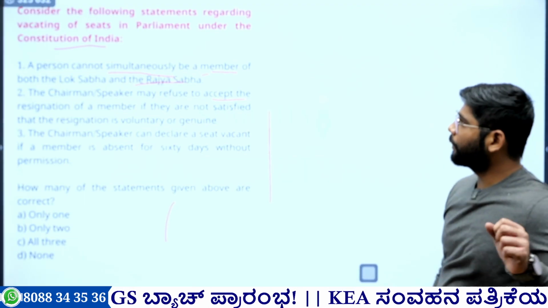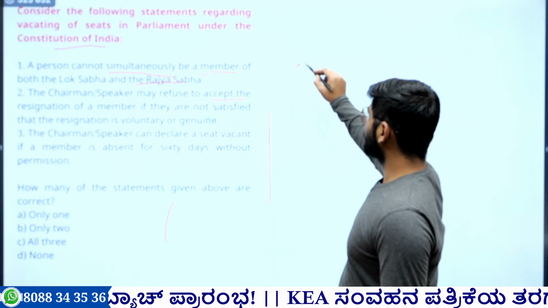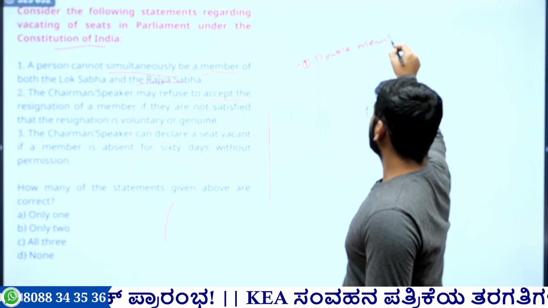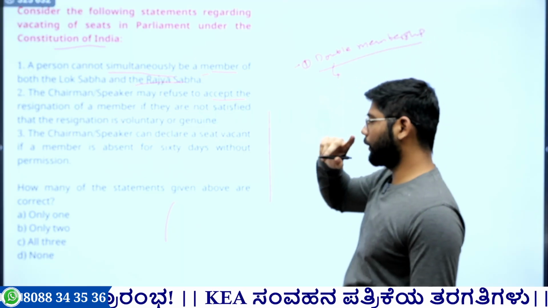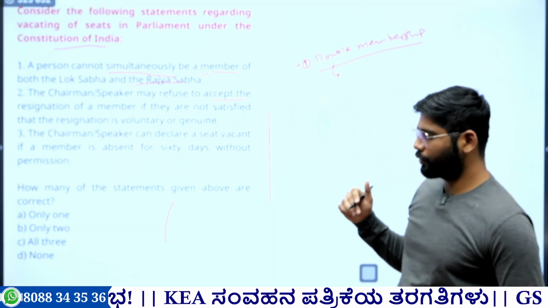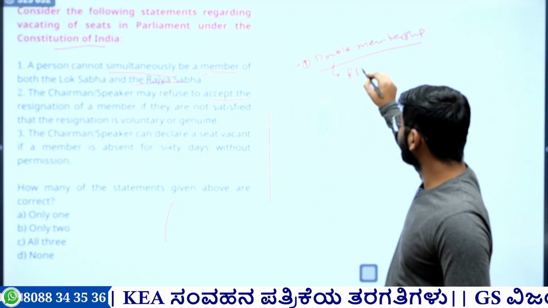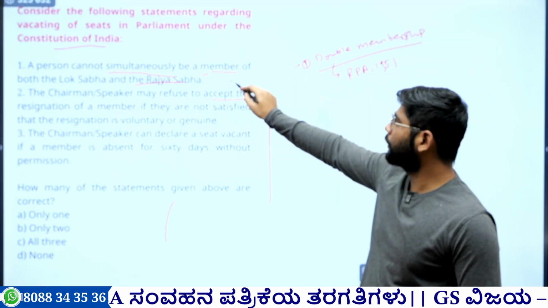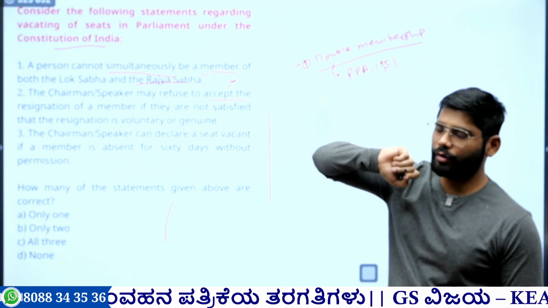Okay, here when it comes to vacating seats, there are certain aspects. First is vacating seats because of double membership, means a person is elected to one house, or he is occupying seats in two houses, then he will cease to be a member of one house, and this is dealt with by the Representation of People's Act 1951, but not by the constitution. So the first is wrong because they are asking under the Constitution of India. This is not under the Constitution of India.